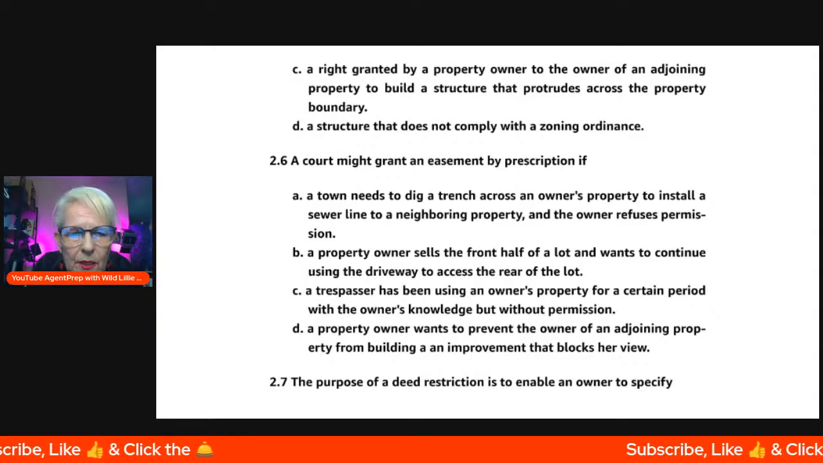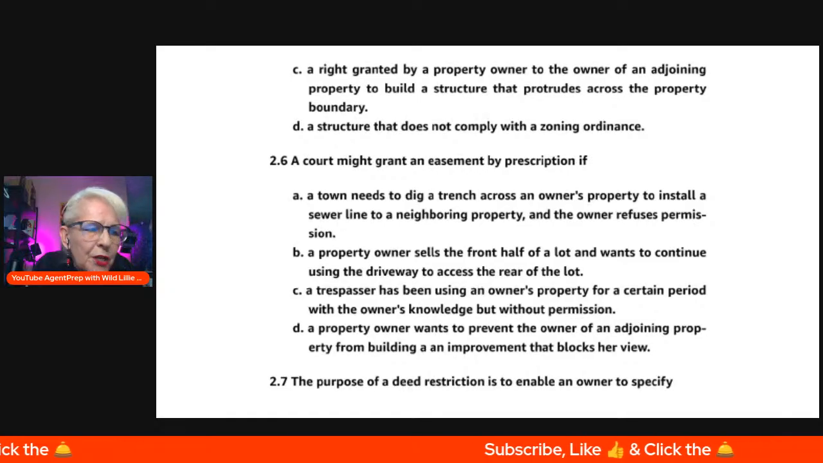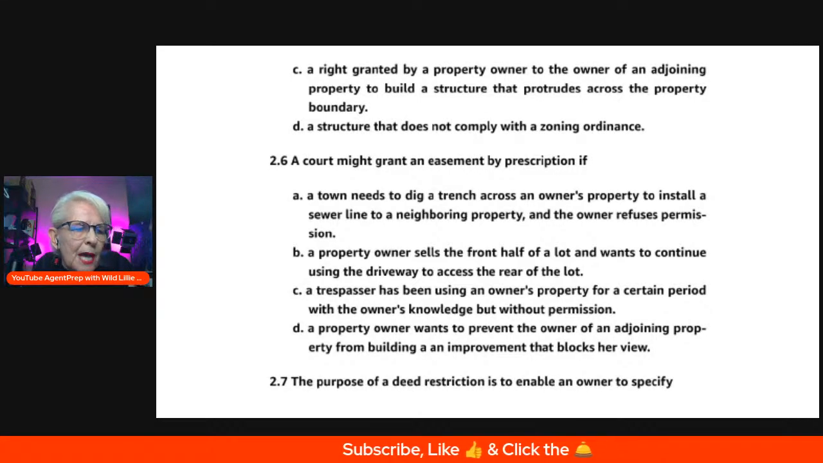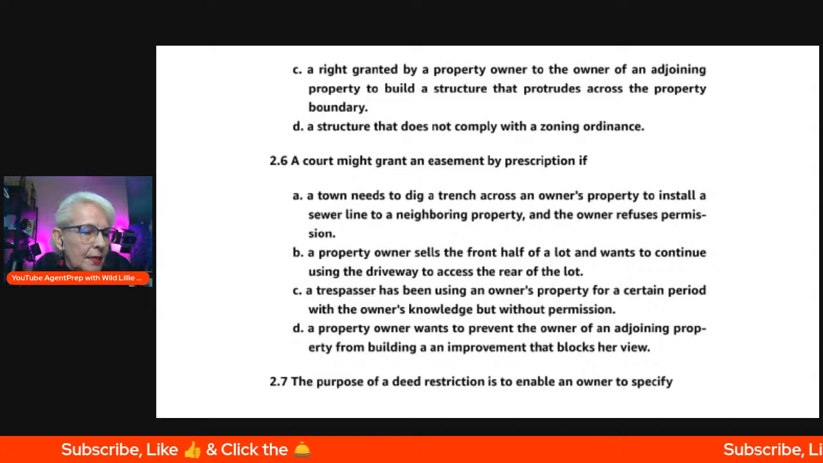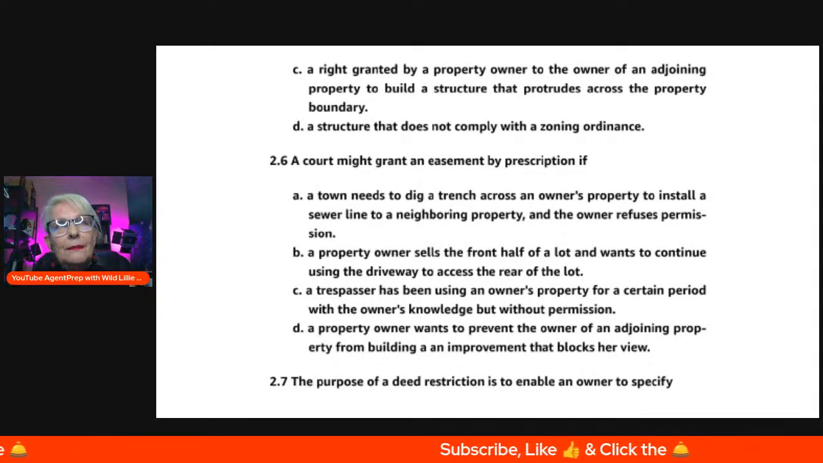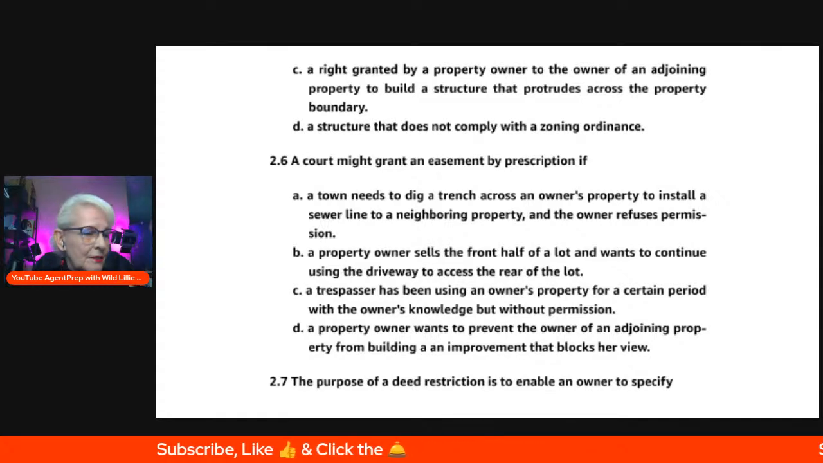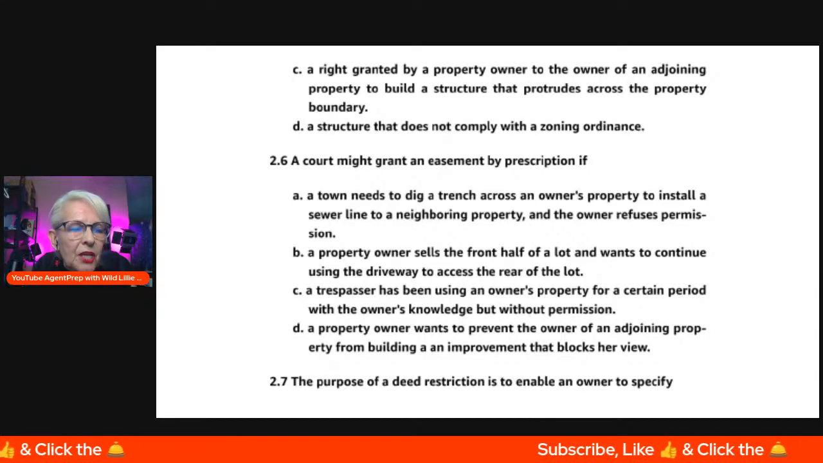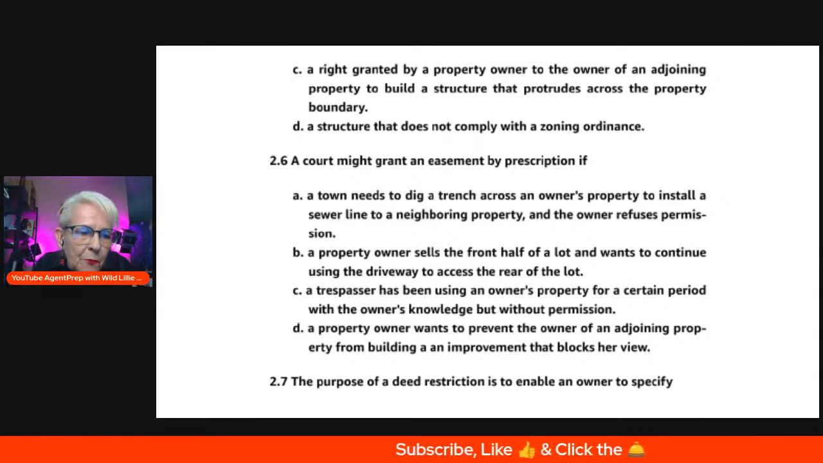So let's see the other one. It says here, if someone uses another property as an easement without permission for statutory right, so that can be called, gosh, I just lost the vocabulary word. A court order may give the use of the easement right of prescription, regardless of the owner's desires.